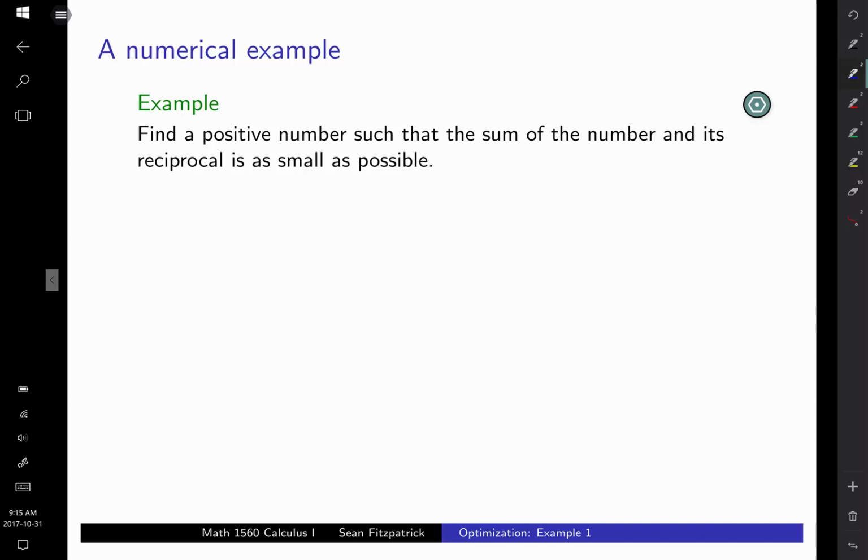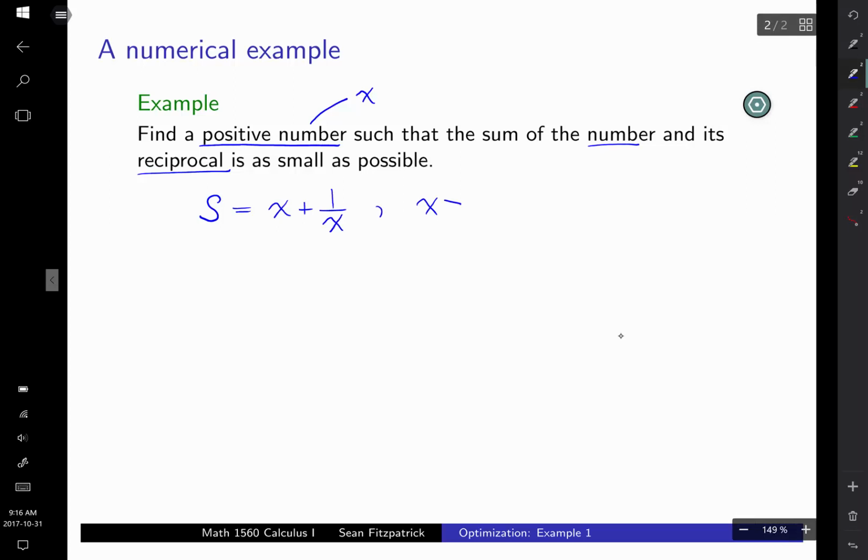So what do we want here? Okay, so we want a positive number. Let's call this number x. What do we want this number x to do? We want the sum of the number and its reciprocal to be as small as possible. So let's say s for sum. What is s? It's the sum of the number and the reciprocal. There it is, 1 over x is the reciprocal for x, right? Reciprocal means you do 1 over that number.